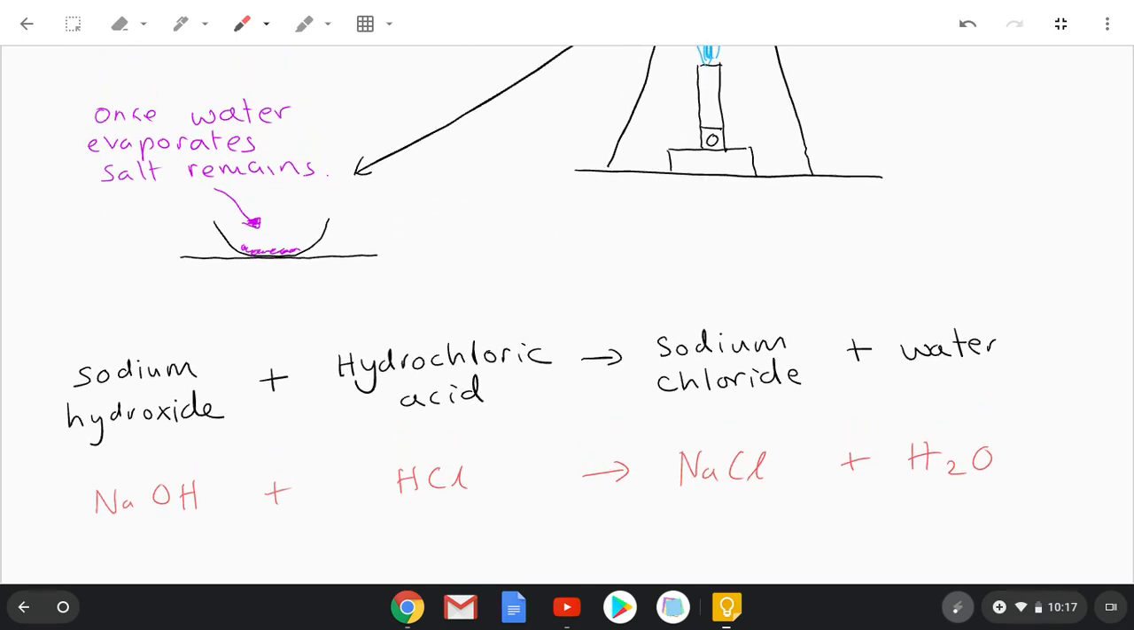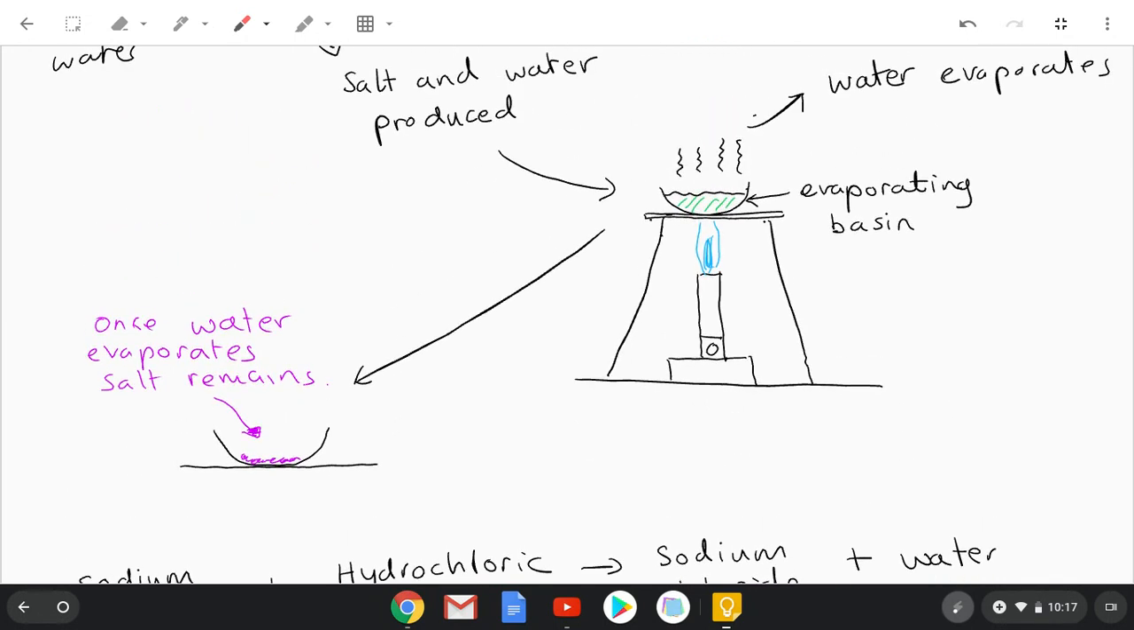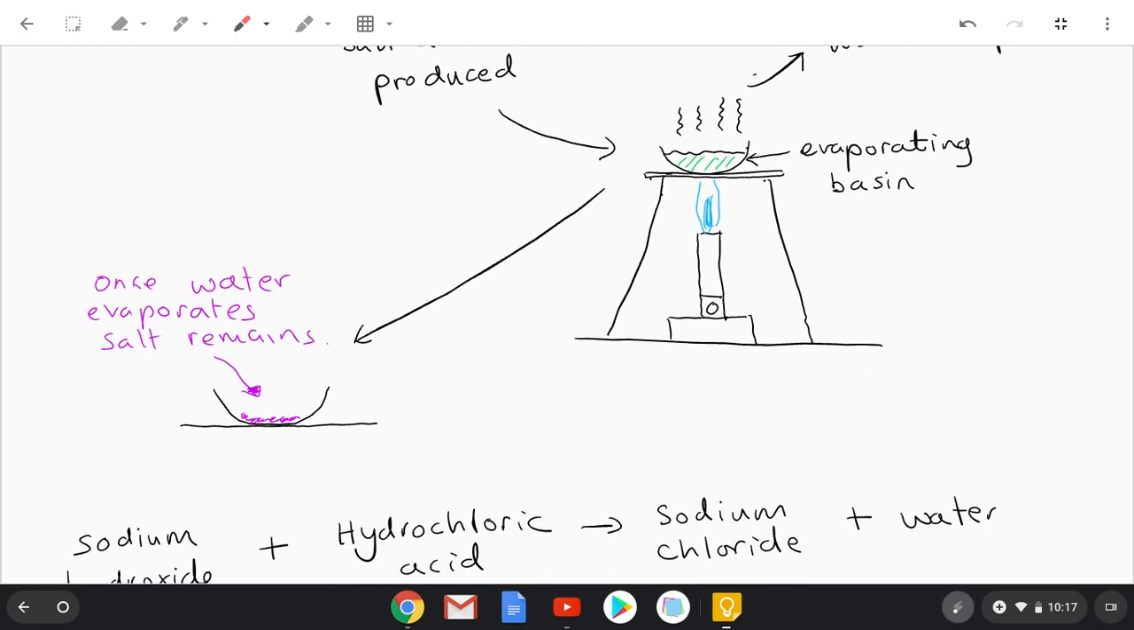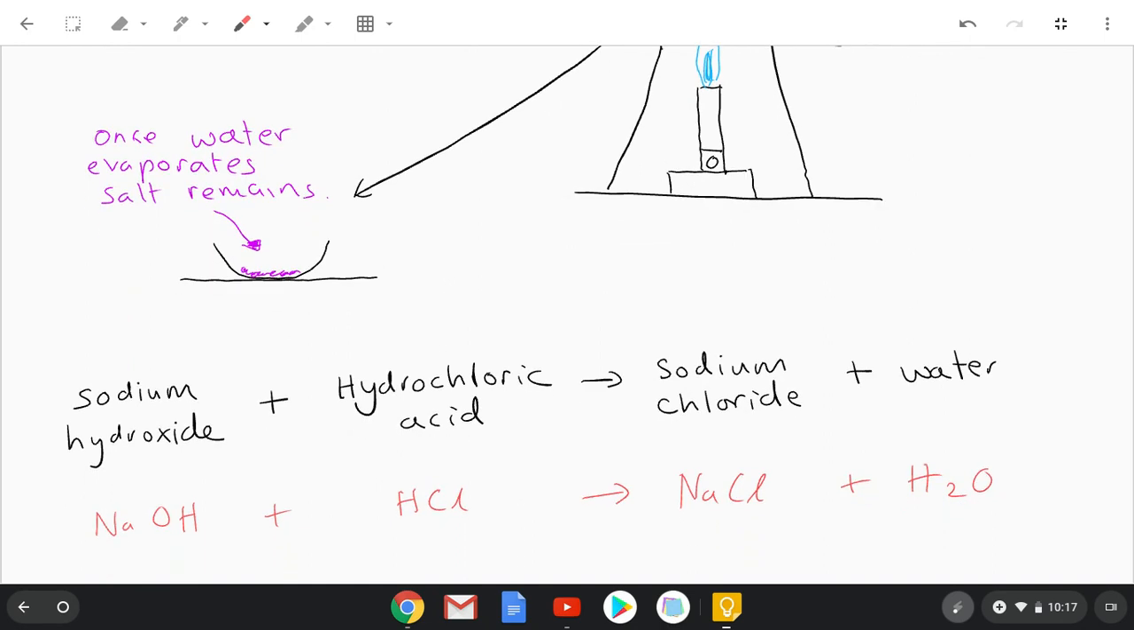Okay, now watch the video of this experiment of producing a salt being done as a demonstration, and then watch the video of producing different types of salts. Okay, and then follow the extension task if you have time.